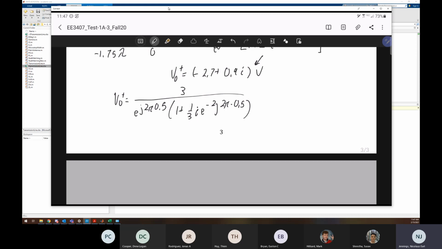So the next step after solving V naught plus, we have every idea of the transmission line. What is the way we move forward? How do we go on to the next transmission line?